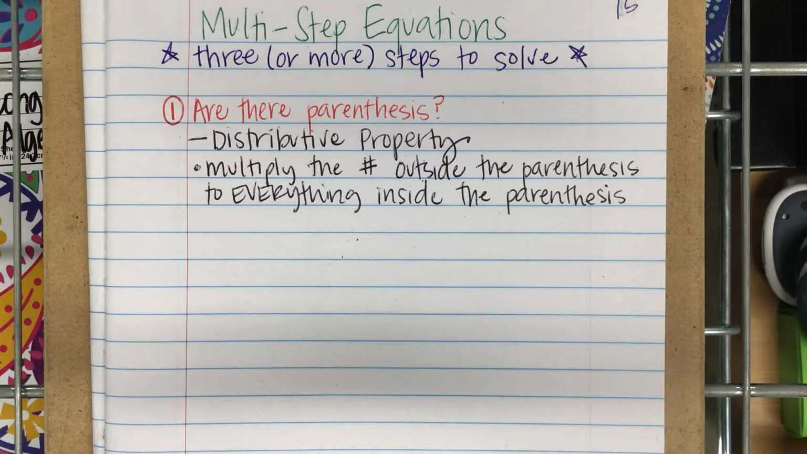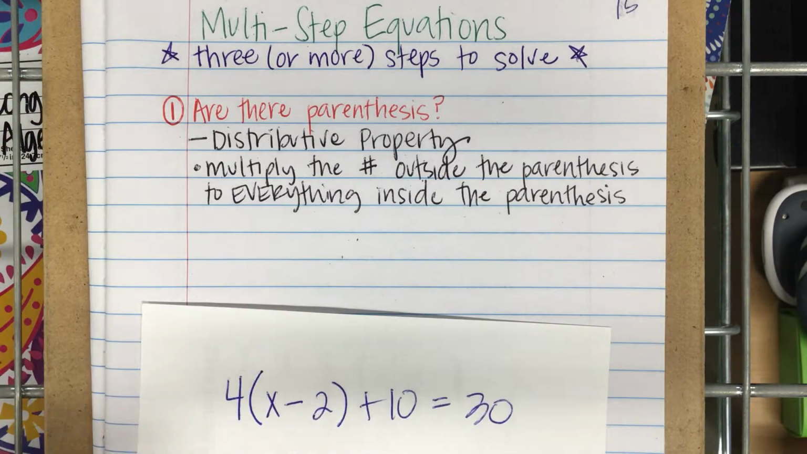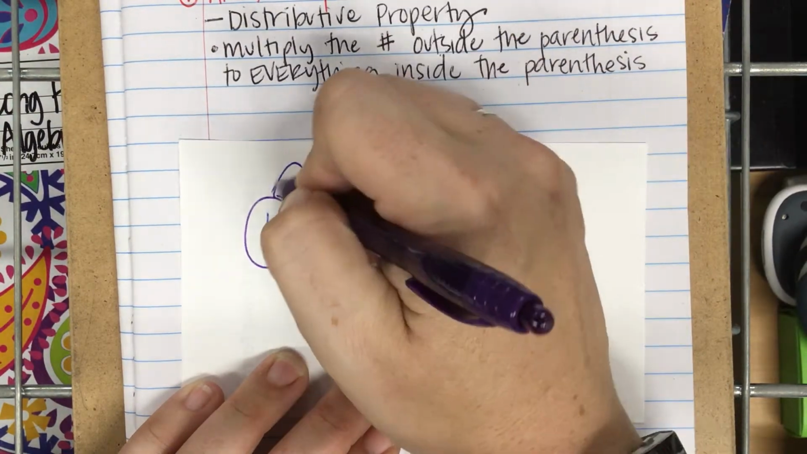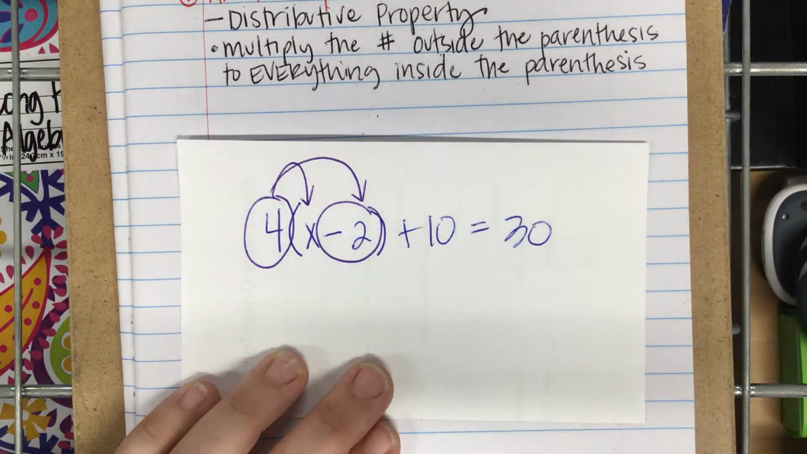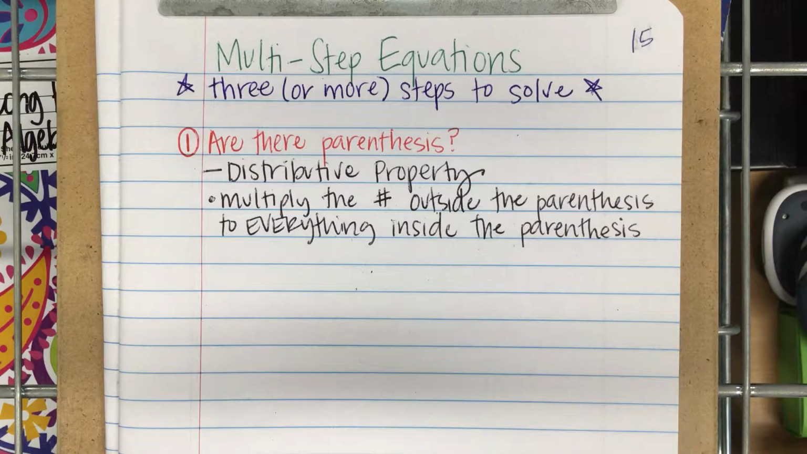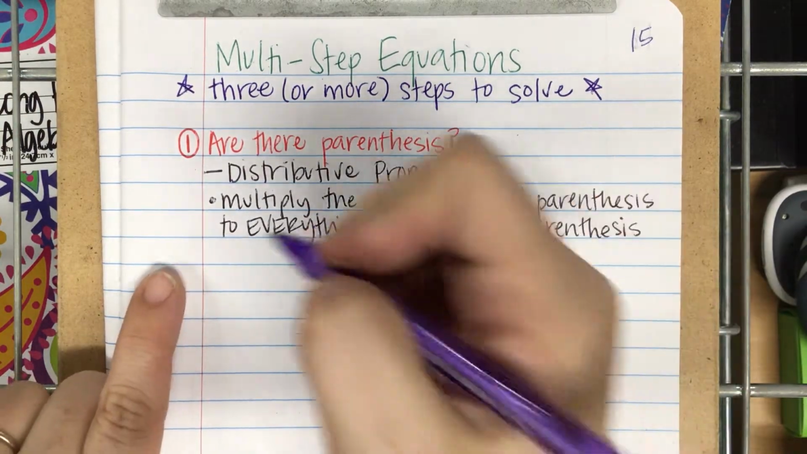I like to circle the number outside and draw arrows inside because it helps my brain remember what I'm doing. I would take this problem and I would circle the 4 and draw arrows to everything inside and I would multiply. After you use the distributive property, are there parentheses? After looking to see, are there parentheses? If yes, we have to use the distributive property.